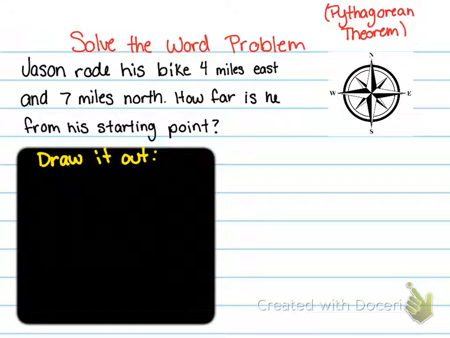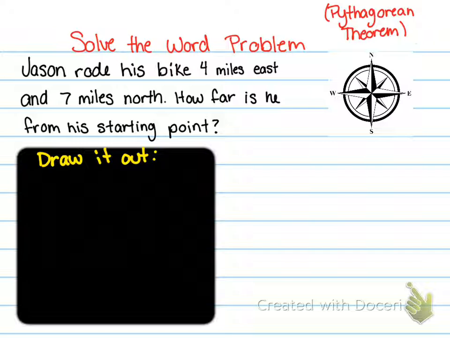All right, we are going to solve the word problem before us. Now, just so you know, for both examples on this assignment, you will be using Pythagorean Theorem to solve. So, it says, Jason rode his bike 4 miles east and 7 miles north. How far is he from his starting point?